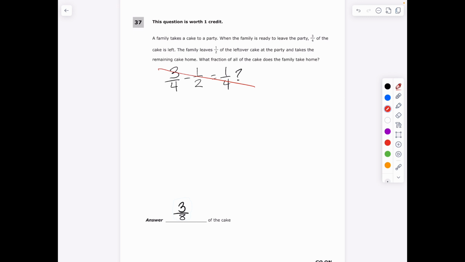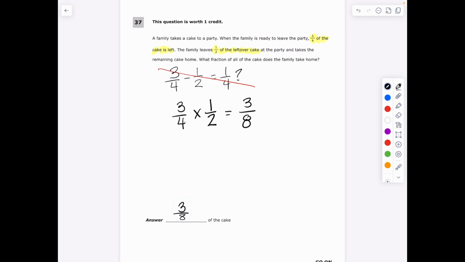Let me cross this out. All right. When the family is ready to leave the party, 3/4 of the cake is left. So we know we're starting with 3/4. And it says the family leaves half of the leftover cake at the party, so I need half of this, and takes the other half home. So I need to find out what half of 3/4 is. So I'm going to multiply by a half, and that is how I get 3/8.